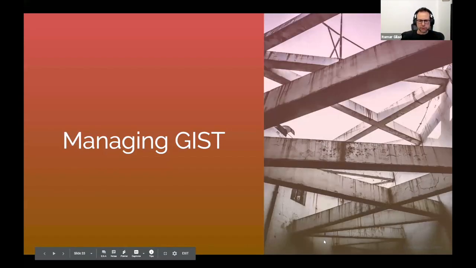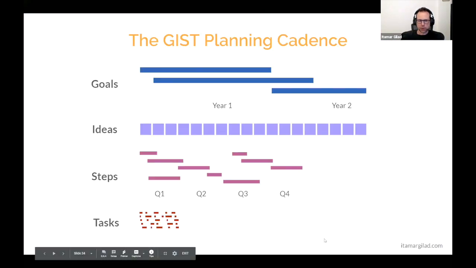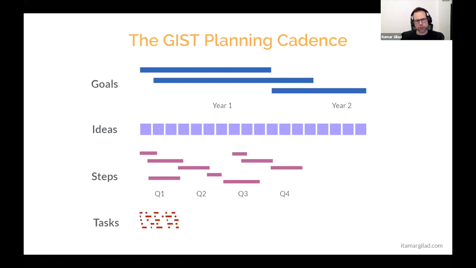Let's put the whole thing together. So again, we have four layers. Each one has different tools and different scopes. Goals at the company level, we usually plan yearly, and then at the team level, we plan quarterly. But we check and do sync points on the goals multiple times per quarter.